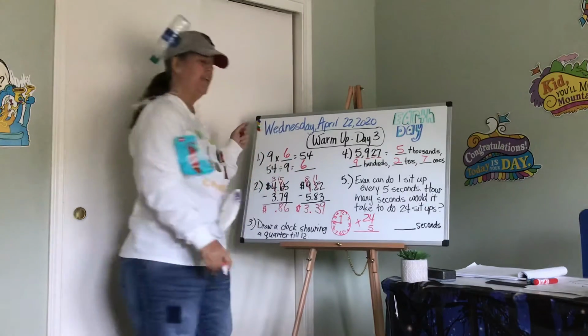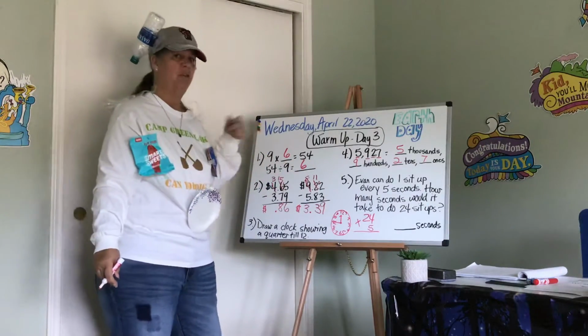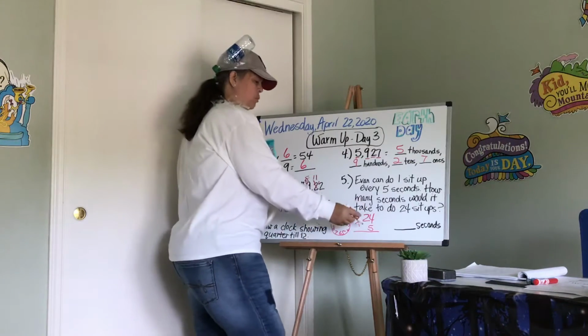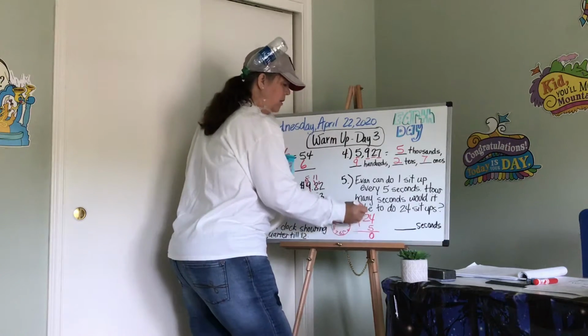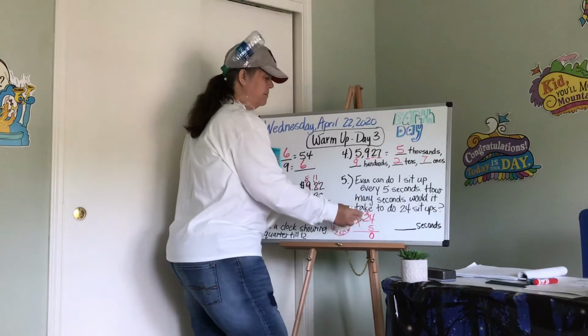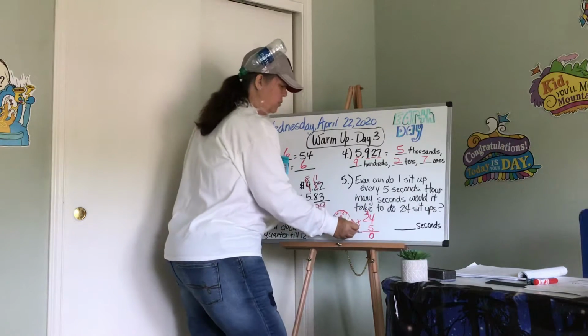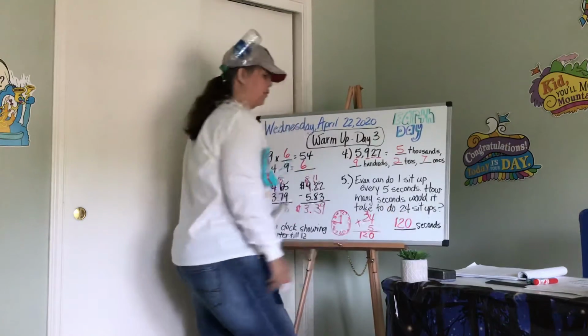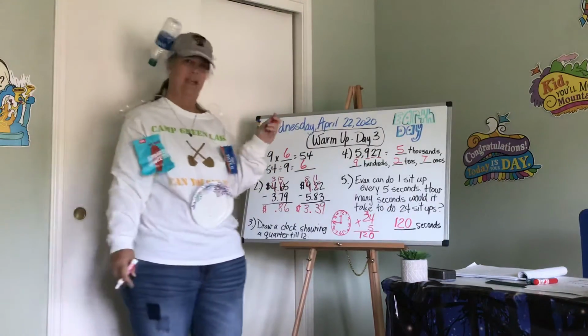We've done a little bit of this, and some of you probably practiced some more after the last time we did it. So let's see how you do. 5 times 4 is 20. I can put my 0 down and regroup my 2. 5 times 2 is 10. Plus 2 is 12. Final answer, it would take 120 seconds for Evan to do 24 sit-ups.